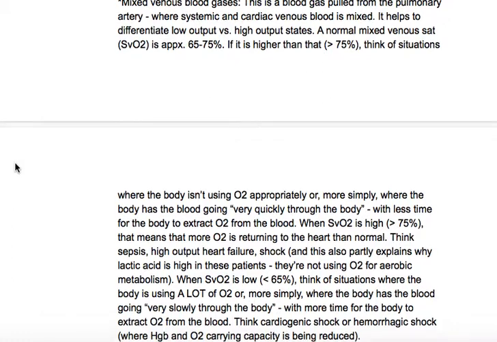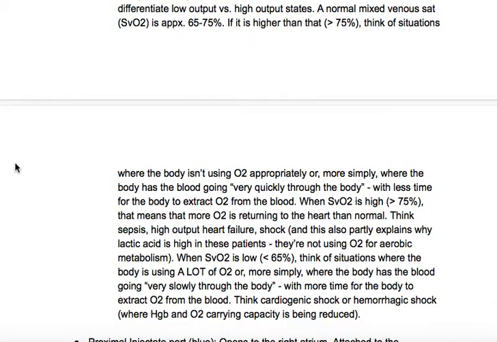I'll quickly go through this, but like I said, if you guys have more questions or want to know more about this, I can reach out to him. So a normal mixed venous SAT, or SVO2, which is for the venous, is approximately 65 to 75%. If it's higher, basically the body isn't using our O2 properly, or we're not absorbing the O2 the way that we should be. So you can think of it as the blood going very quickly through the body, which doesn't allow us to extract the O2 off of the blood.